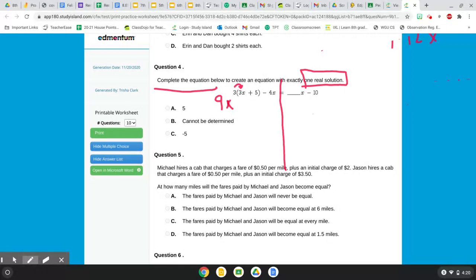And then 3 times a positive 5 gives me a positive 15. And I still have that minus 4x on this side. So I don't have any more distributive property, but I can combine like terms. I have a 9x and a minus 4x, which is going to give me a total of 5x plus 15. And I'm going to bring this over and rewrite what they gave us here.